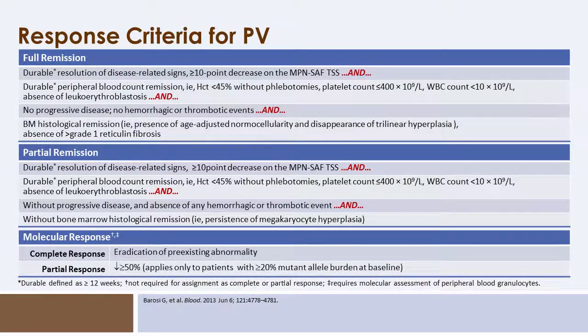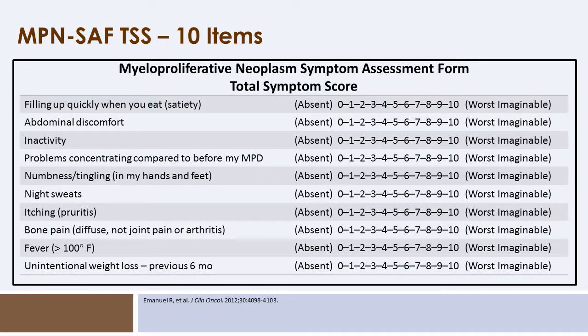Now, as we assess response in these individuals, we currently utilize European LeukemiaNet criteria that look at improvement in symptoms, blood counts, lack of progressive disease, and even changes in the bone marrow. And with that, we could stratify patients into partial and even molecular response. As part of this, we do utilize improvements in the MPN symptom assessment form with the 10 different items that we had identified and discussed in the diagnostic segment, helpful both at baseline as well as tracking over time with the therapy.